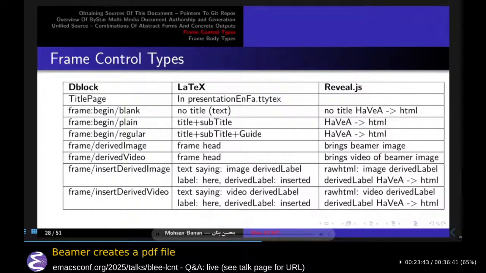Beamer creates a PDF file that includes the image of this slide. That image is then injected into Reveal, and in the end, a video of that image is produced with the narration that I am uttering right now. All of this has similarly been applied to each and every frame that you have been watching.